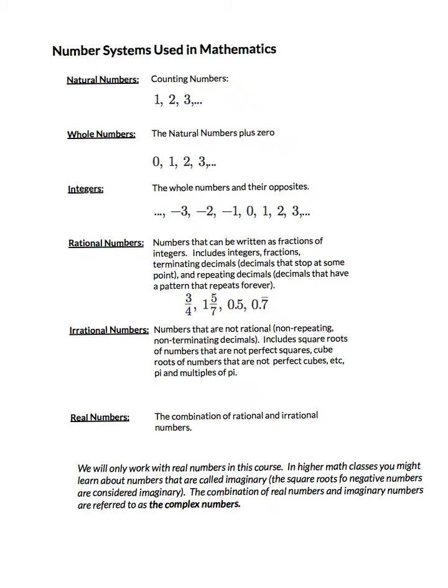Now, when we start getting into more complicated civilizations, well, we develop the integers. The integers represent borrowing, having, owing. I like to consider this kind of our banking example. And so the integers consist of the whole numbers as well as their opposites.